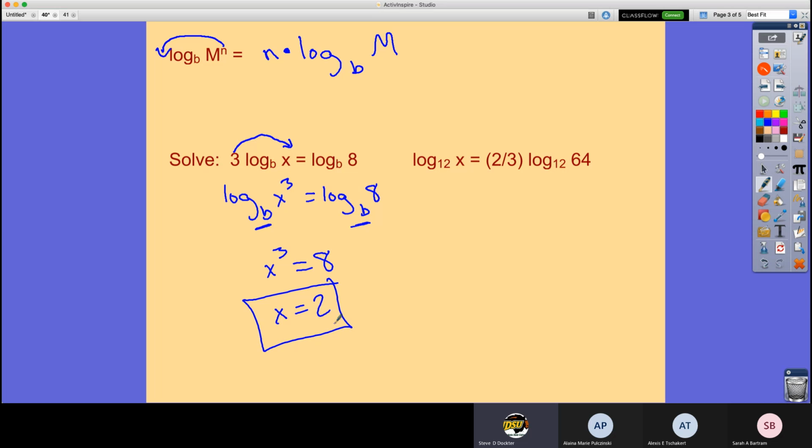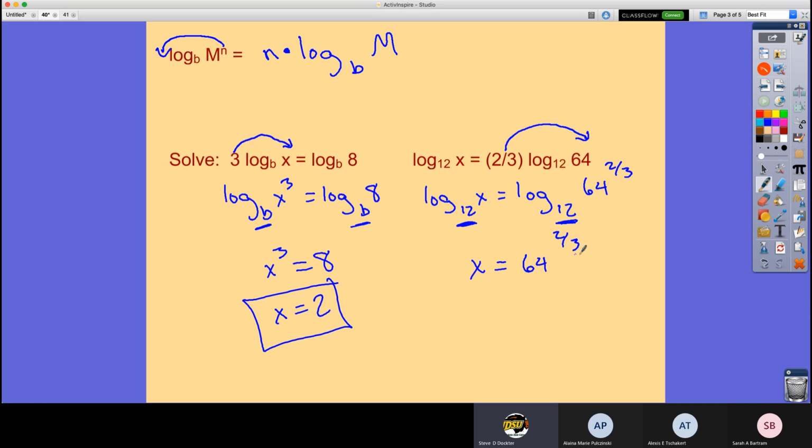Log 12 of x equals 2/3 log 12 of 64. I would bring that up there first. So log 12 of x equals log 12 of 64 raised to the 2/3 power. Now this is something that you can do in your head. First of all, these 12s are the same, so this means x equals 64 to the 2/3.